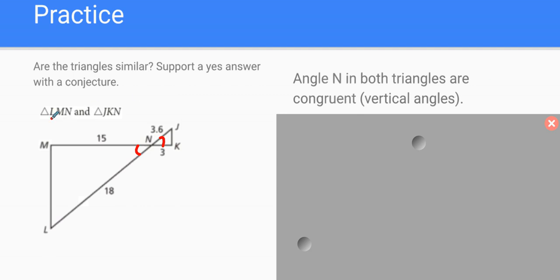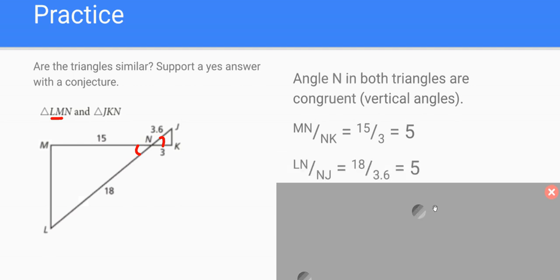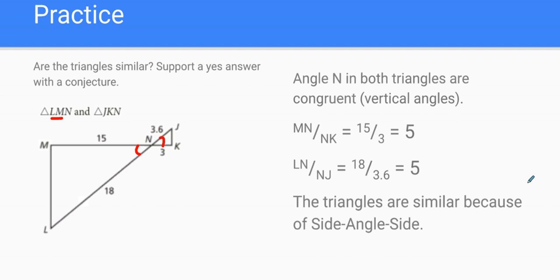So LM, I'm going to check LM. I'm sorry, LN, really. We don't have LM, but we have LN, and compare that to JN, and MN to NK, because that's what the names indicate. So we're going to look at those. We're going to compare MN to NK, and that's going to be 15 over 3, which gives us 5. And then when I compare LN to NJ, that's going to be 5 as well. The angles are the same, so these triangles are similar because of side-angle-side.